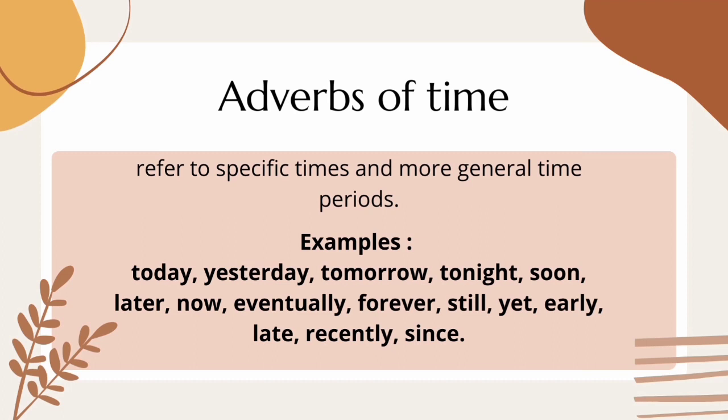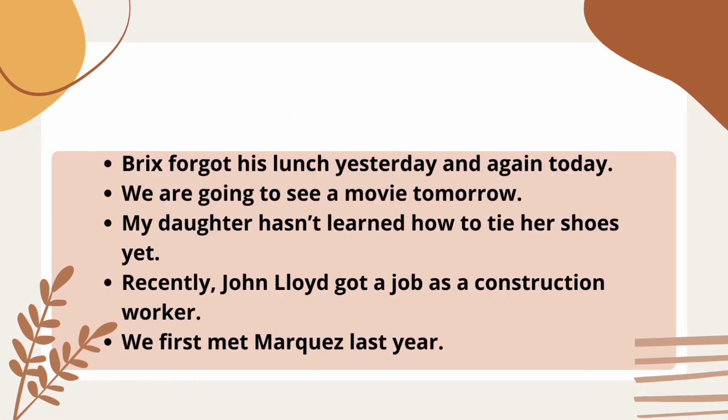So here are adverbs of time in the following sentence. I made it bold for easy identification. Briggs forgot his lunch yesterday and again today. So it seems that the adverbs of time, which are yesterday and today, are usually placed at the end of a sentence and also at the center.